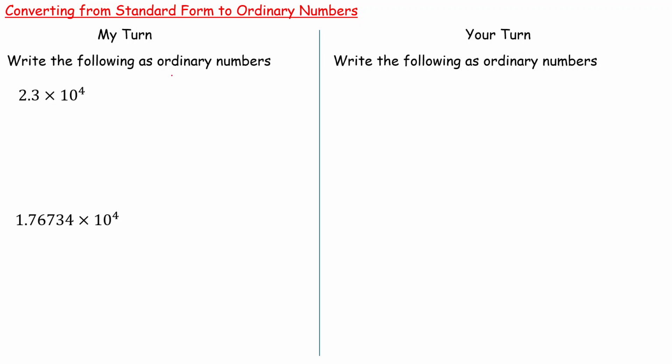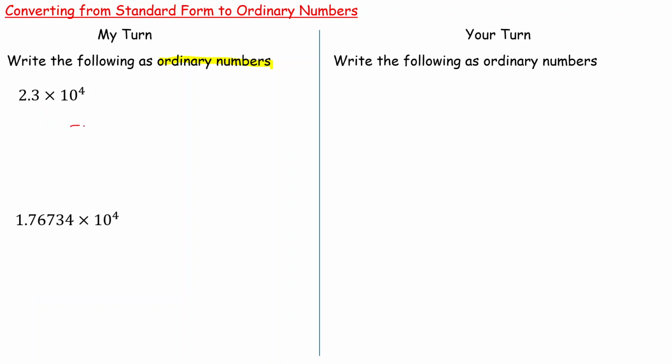So this question says, write the following. These currently are in standard form, because it's a number between 1 and 10 times by 10 to some power. We want to write these as ordinary numbers. And again, this just means you want to write it as a number that you see in everyday life. We're not going to go through that process of timesing it by 10 4 times. It takes too long in reality.